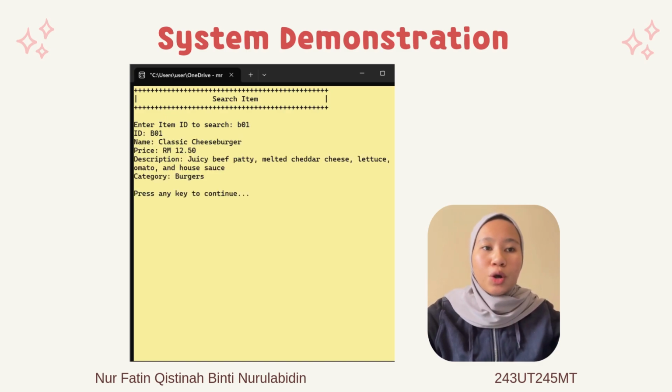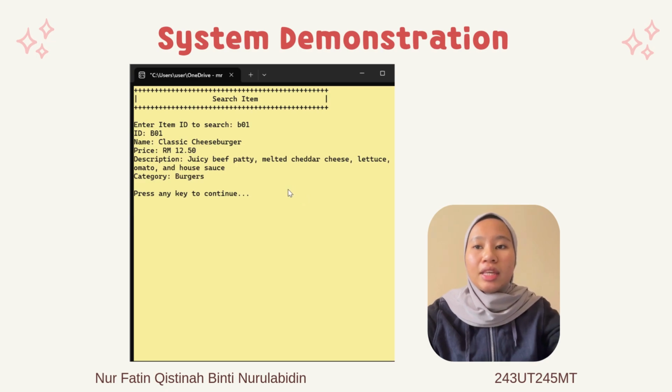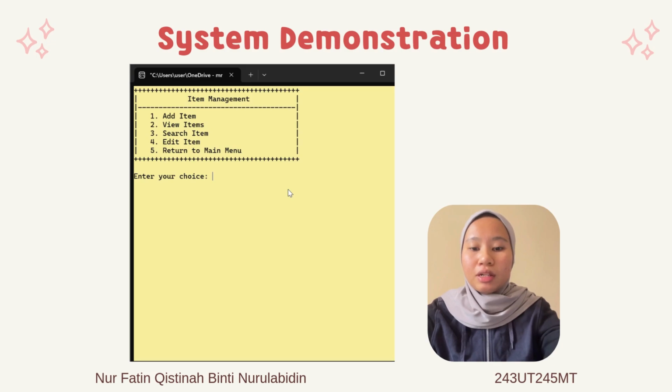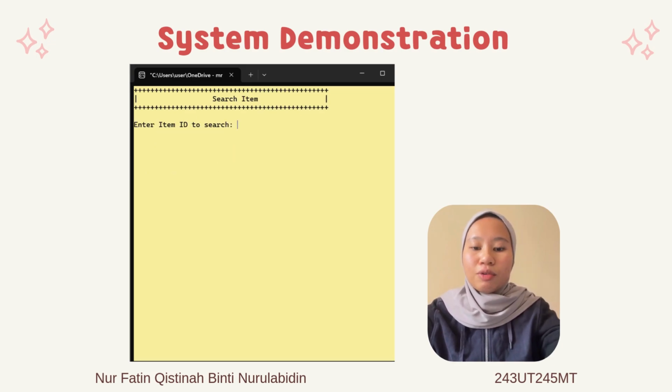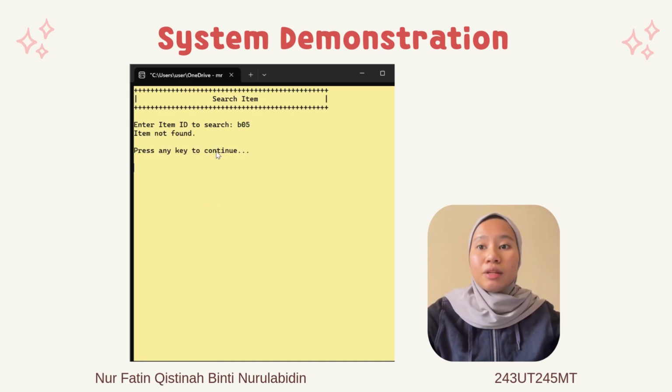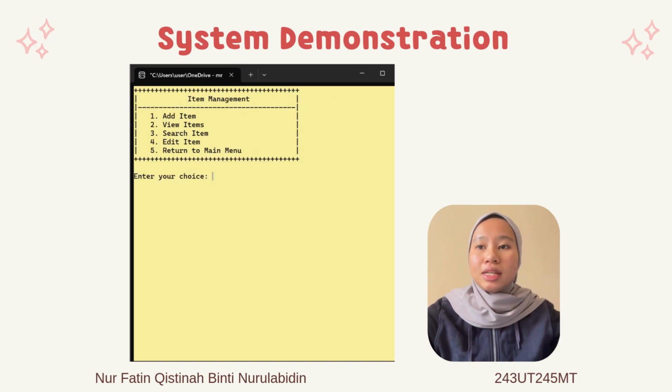The system will load all available items from the system by using the file, and then it will display the item's details including ID, name, price, description, and category. If I enter an item that is not available in the file, let's say I want to enter B05, it will inform the user the item is not found.